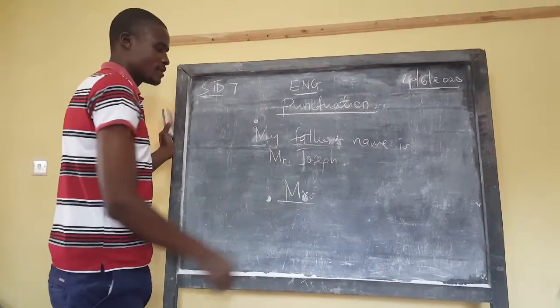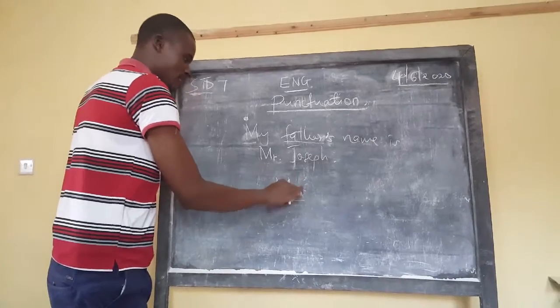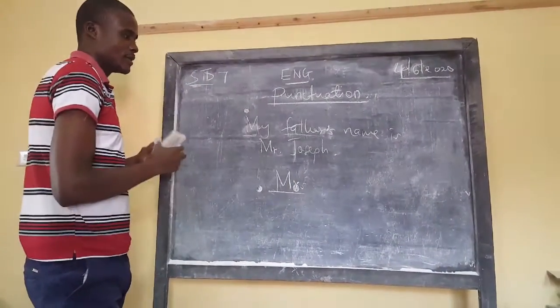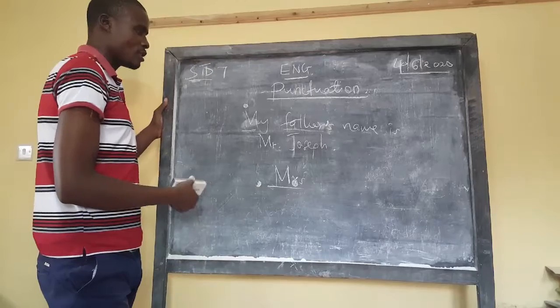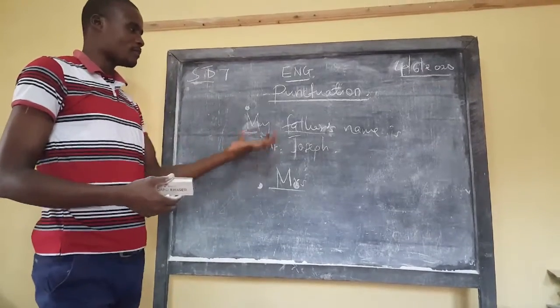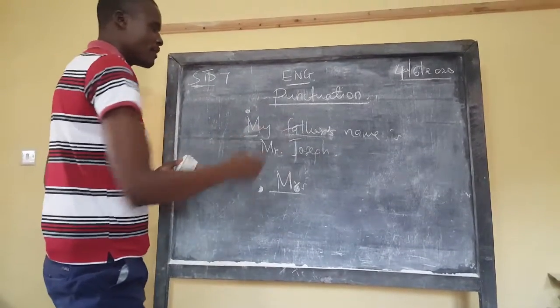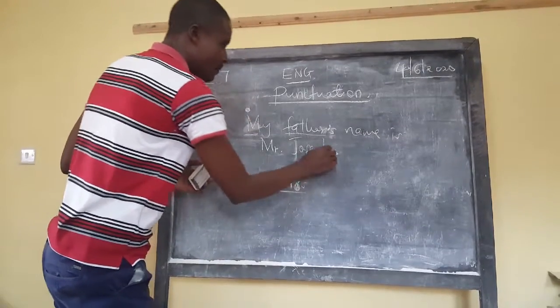Mrs. Thomas, and etc. So this first letter must be capital like that. So we are writing like that, learner. It is now accomplished. It is very correct. Well punctuated. My father's name is Mr. The full stop must come under.